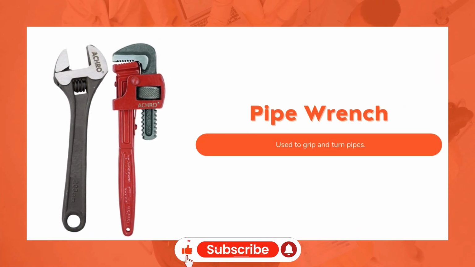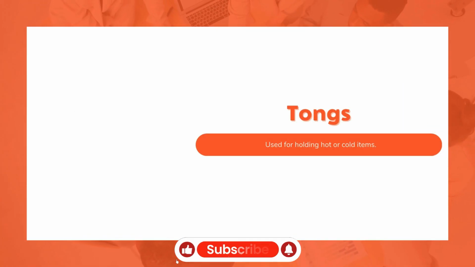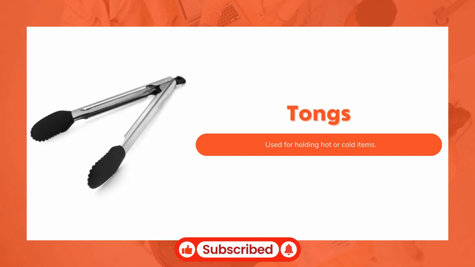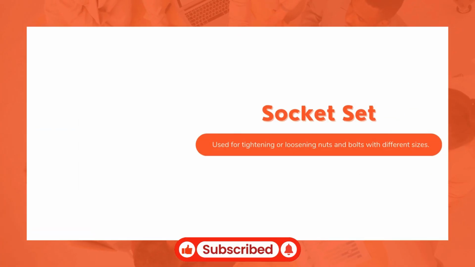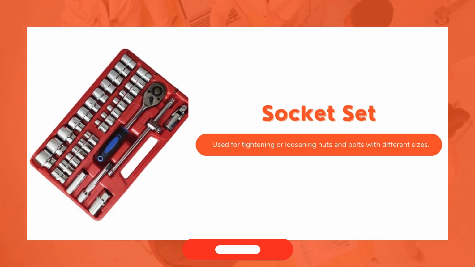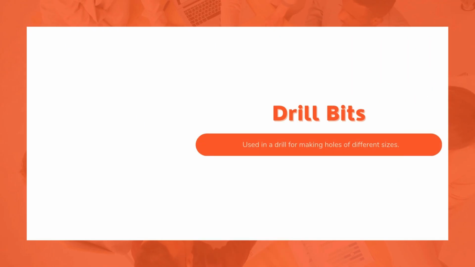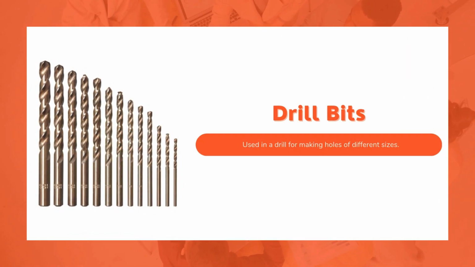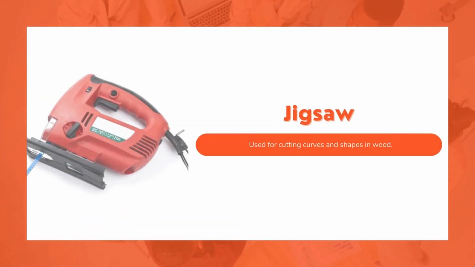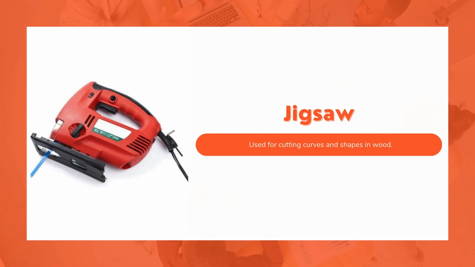Pipe wrench used to grip and turn pipes. Tongs used for holding hot or cold items. Socket set used for tightening or loosening nuts and bolts with different sizes. Drill bits used in a drill for making holes of different sizes. Jigsaw used for cutting curves and shapes in wood.